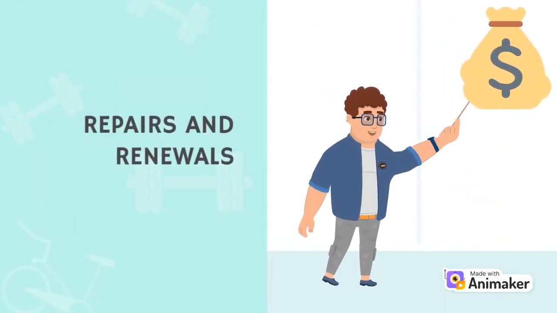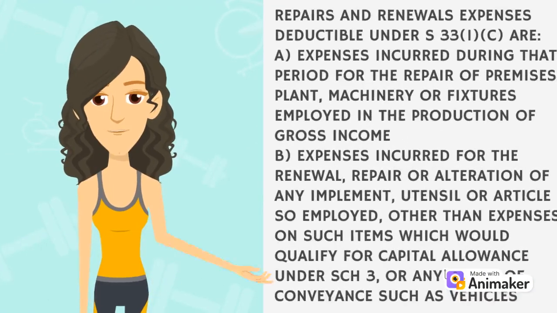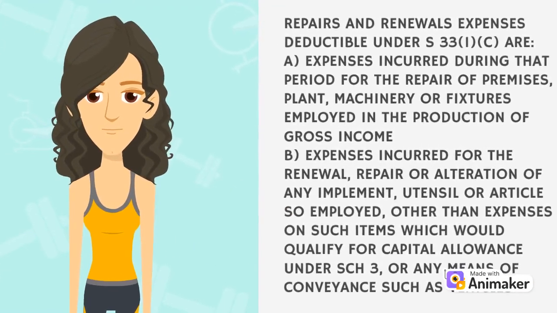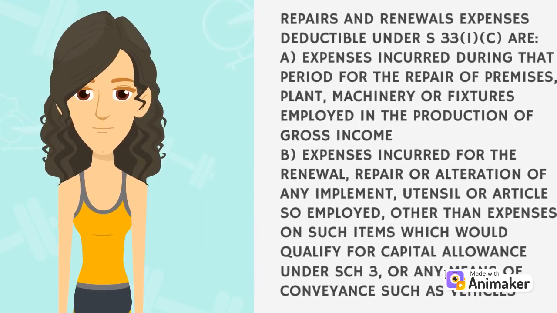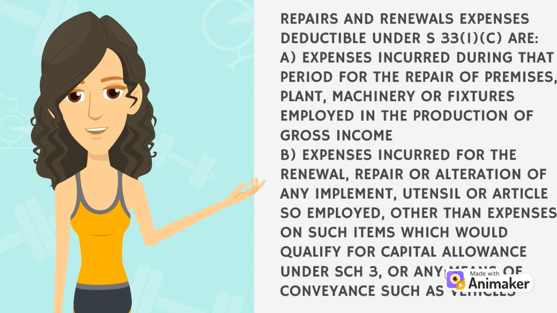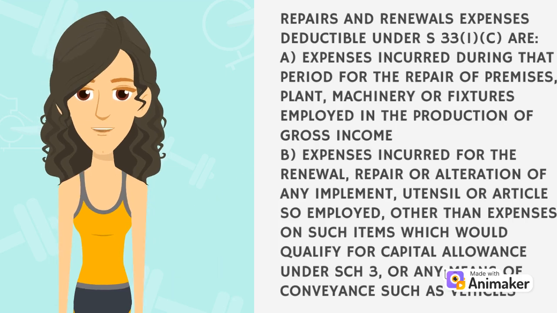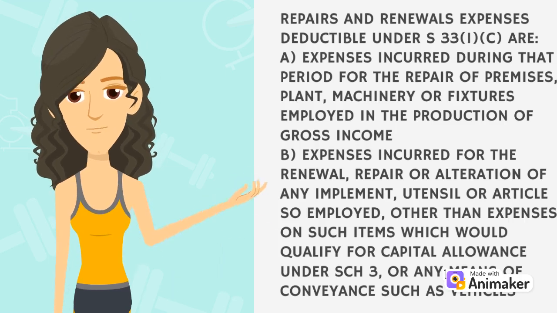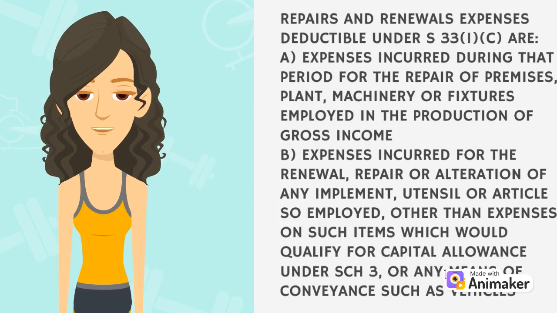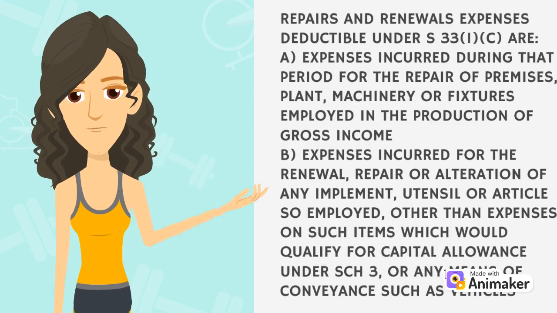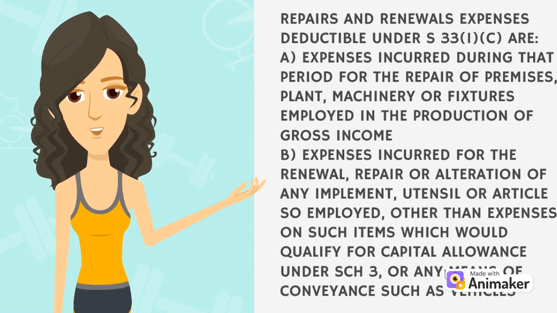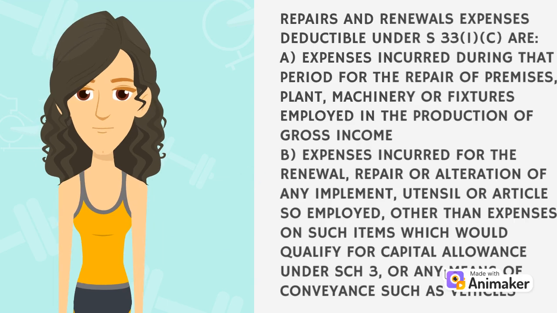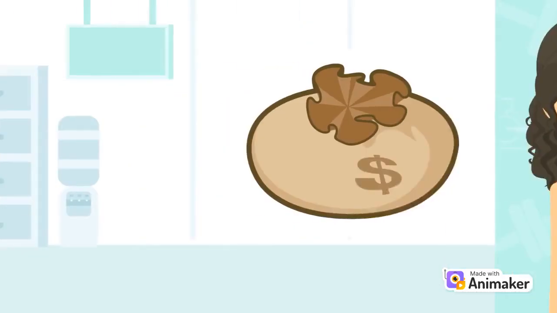Repairs and renewals. Repairs and renewals expenses are deductible under S33(1)(c): a. Expenses incurred during that period for the repair of premises, plant, machinery, or fixtures employed in the production of gross income. b. Expenses incurred for the renewal, repair, or alteration of any implement, utensil, or article so employed, other than expenses on such items which would qualify for capital allowance under Schedule 3, or any means of conveyance such as vehicles.